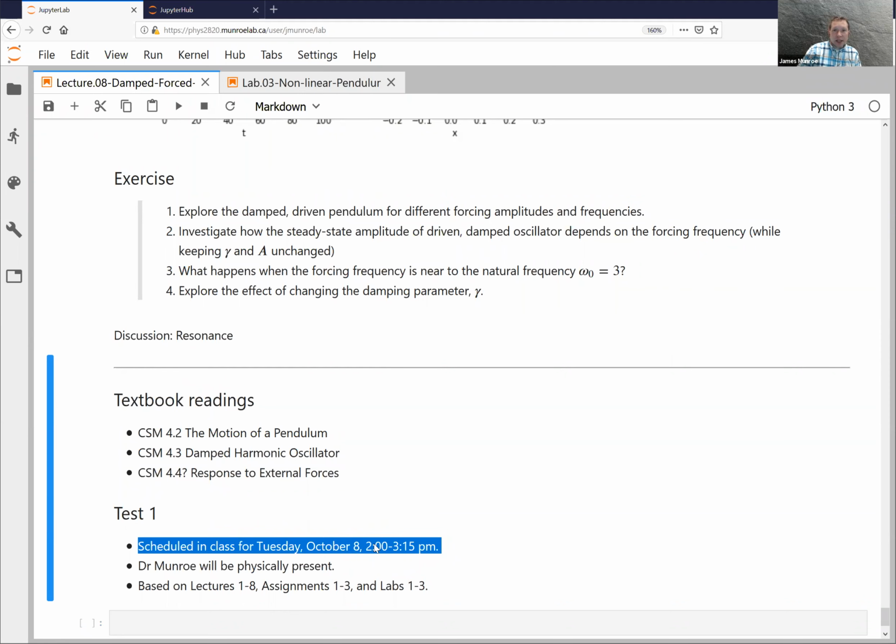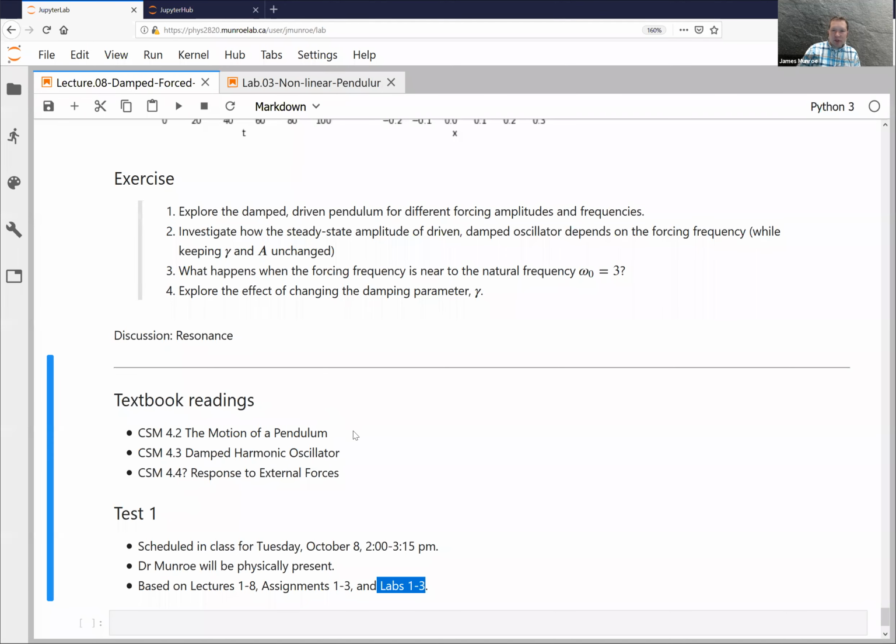But the test I want to give you next Tuesday in this time slot is based on the material we've covered up till now. If you want to study for this, it's lectures 1 through 8. Assignments 1 through 3 are going to be useful, but mostly 1 and 2. Just to give you a hint, don't worry too much about assignment number 3. Most of it will be on 1 and 2. And the labs that you've done for the last 2 weeks, and the one we'll do this afternoon, which is one on pendulums and such.